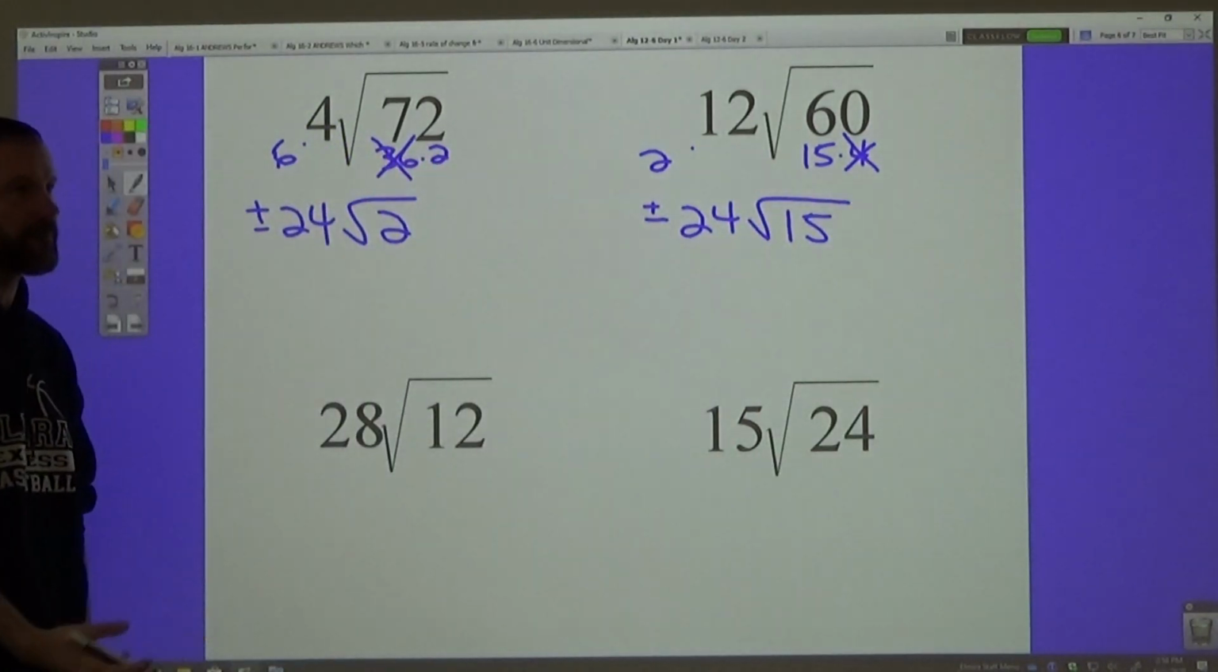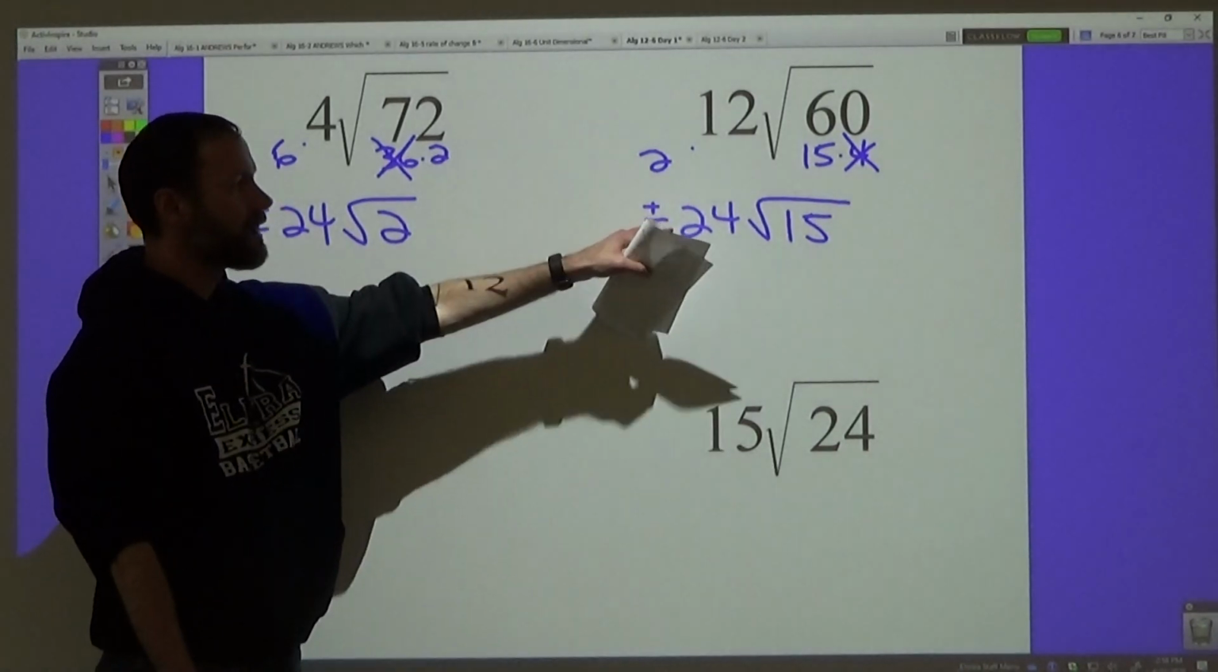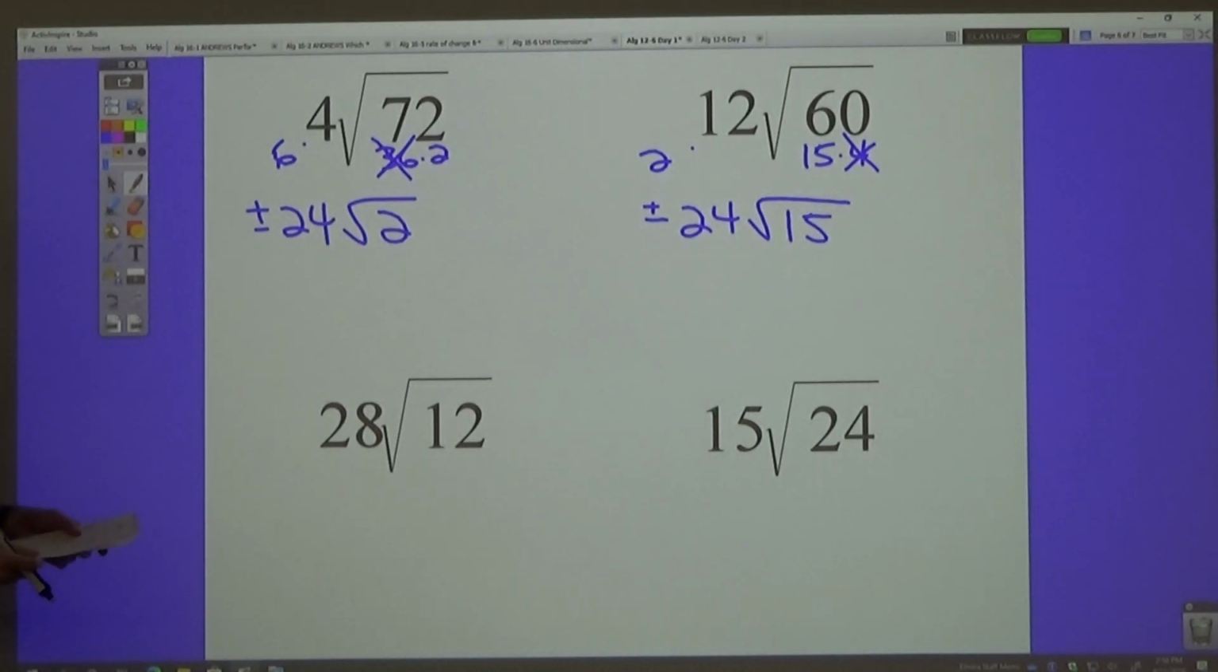So 15 can't be broken down anymore. Yes, 5 times 3 is 15, but neither one is a perfect square. So we're just going to leave it plus or minus 24 radical 15.